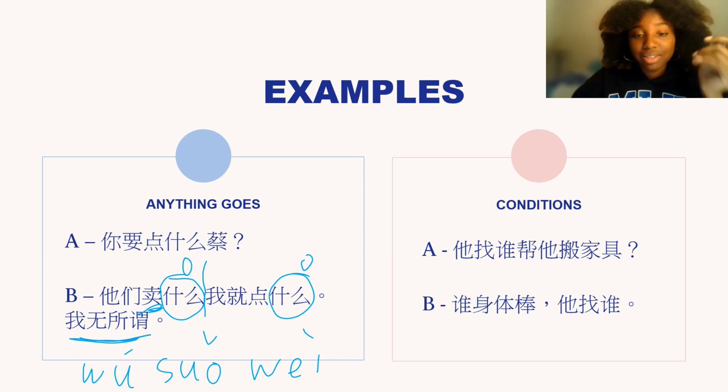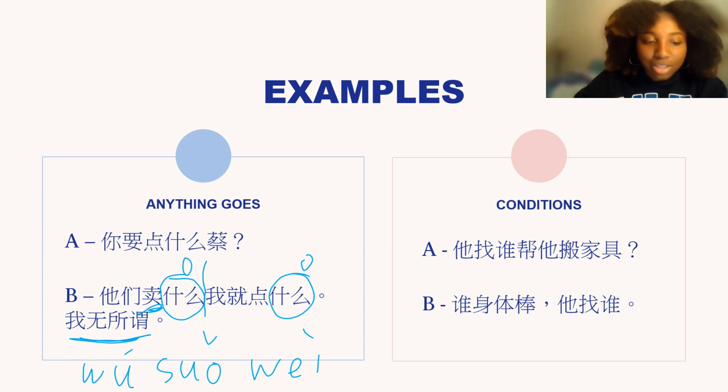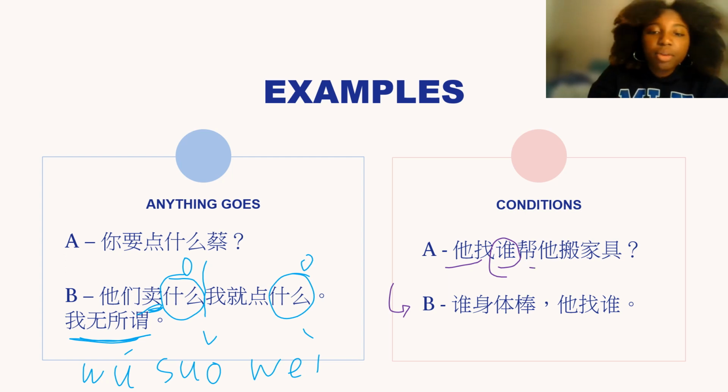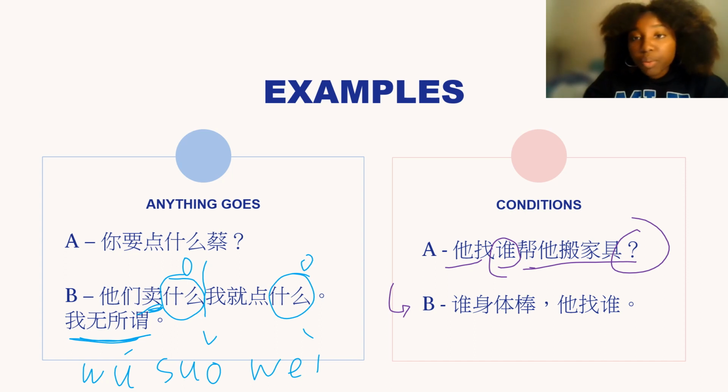B says: 谁身体棒？他找谁？ So let me get us another color. Purple 吧。So 他们找谁帮他们搬家具, we see 谁 and there's only one. When you're talking, the context will tell you they're asking for information. So you won't be confused. Here it's a question. We need a response. So what is the response? 谁身体棒? Whoever's body is strong. Whoever has the abilities.